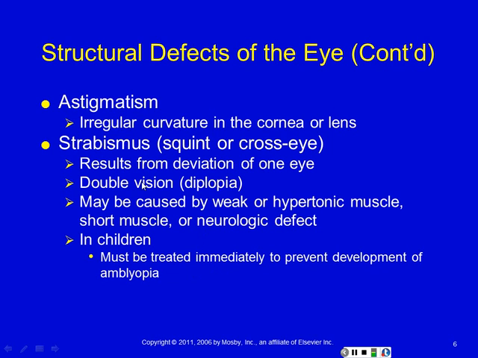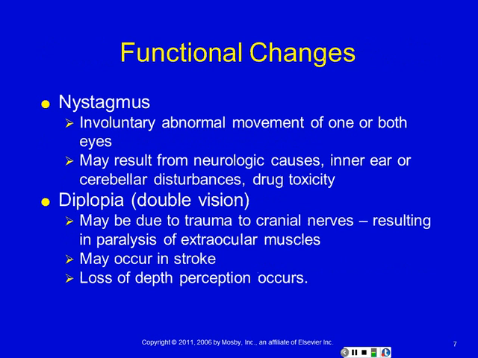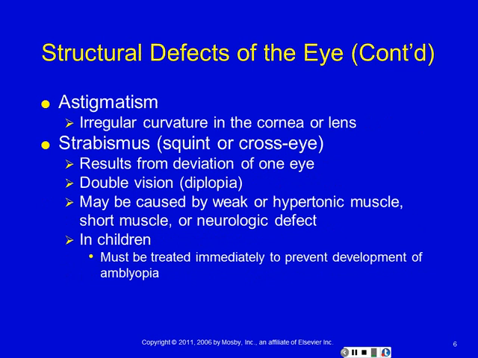Now, this can be fixed with refraction, in other words, with glasses. But more and more, it's fixed by fixing the muscles. So surgery is done to correct the alignment of the eye, and sometimes that surgery has to be repeated as the child grows. So that's strabismus. You have to look out for amblyopia.